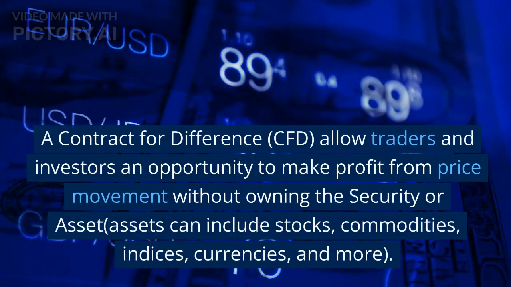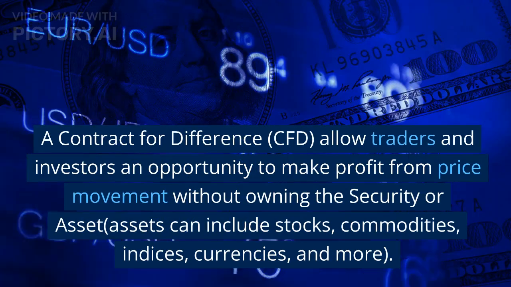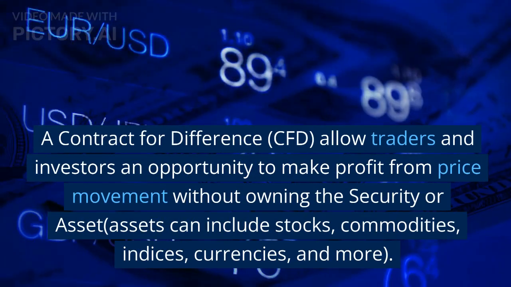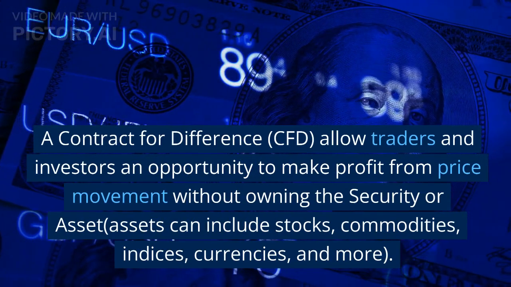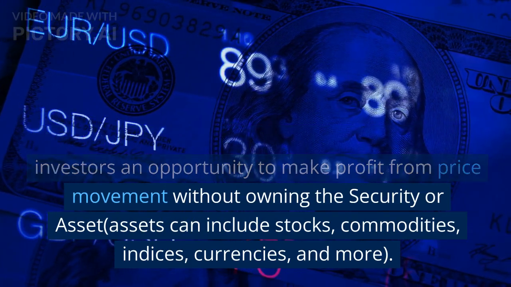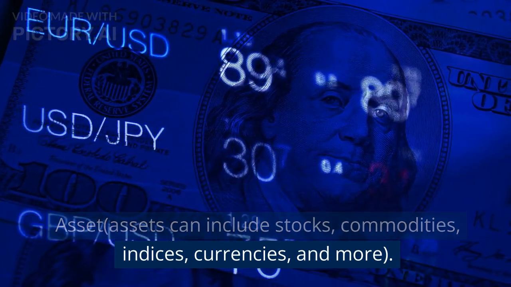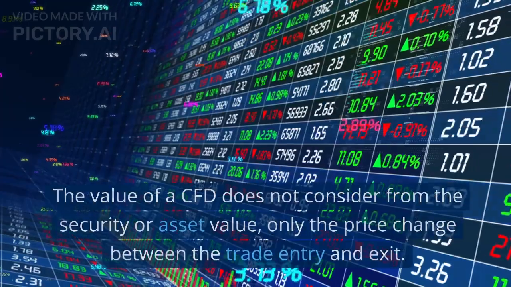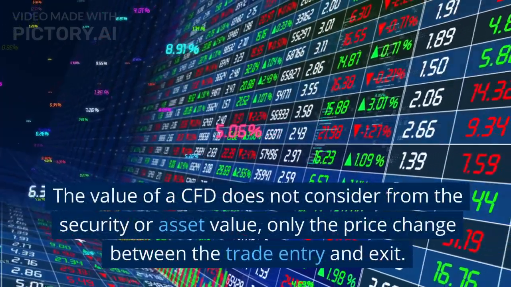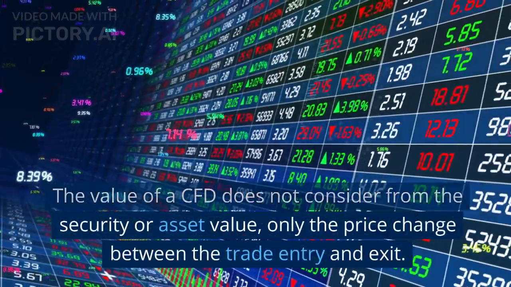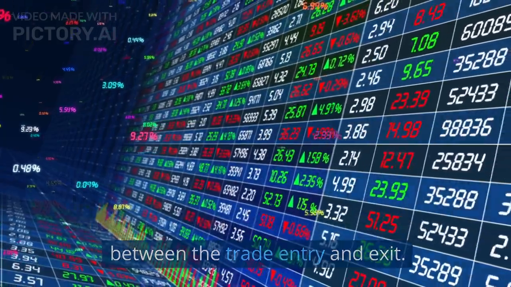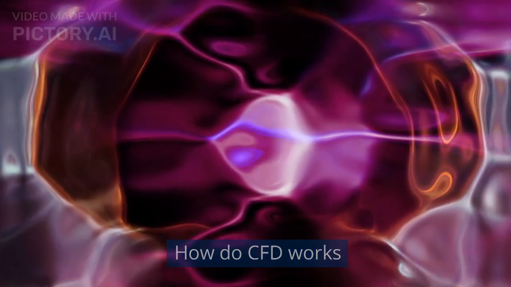A contract for difference, CFD, allows traders and investors an opportunity to make profit from price movement without owning the security or asset. Assets can include stocks, commodities, indices, currencies, and more. The value of a CFD does not consider the security or asset value, only the price change between the trade entry and exit.